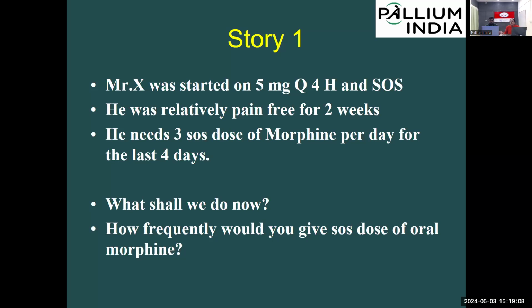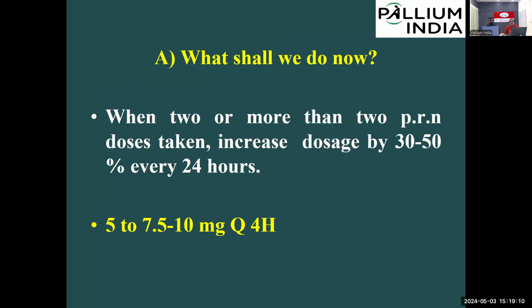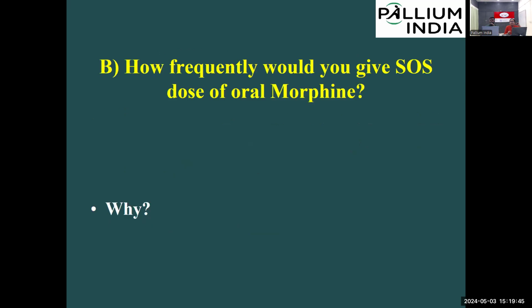So, when 2 or more rescue doses are taken per day, we need to increase the dose by 30 to 50% every 24 hours. So that is 30 to 50% increase in the dose when more than 2 rescue doses are being taken in a day. The patient was on 5 milligram of oral morphine 4 hourly. Now you can increase the dose to either 7.5 or 10 milligram 4 hourly. So that is how we increase the morphine dose.